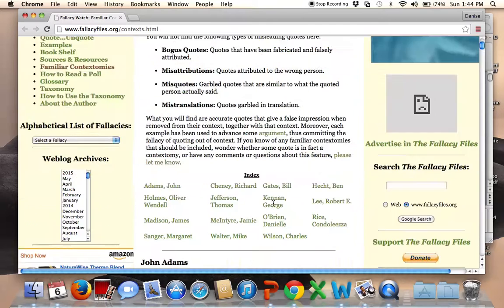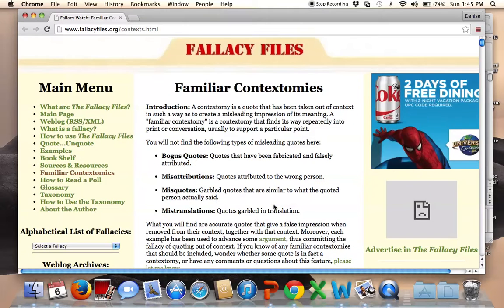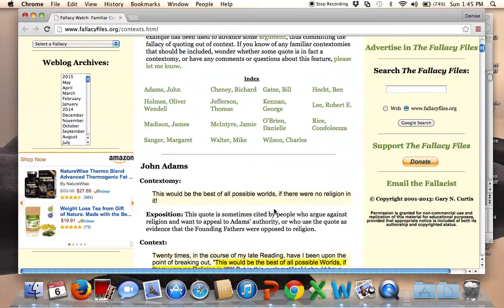So this is a website that talks about, what's the word that they use here? Contextomy, there we go. How something that's said might take on a completely different meaning when viewed out of the original context versus when it's understood within the original context. So here's an example of a quote from John Adams. "This would be the best of all possible worlds if there were no religion in it."